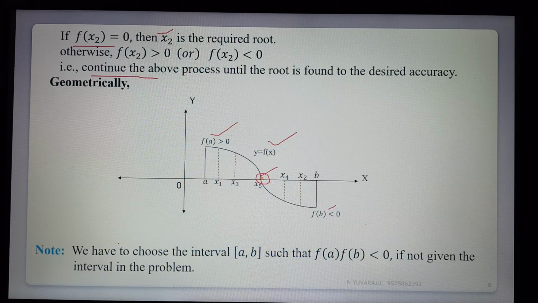So in case the interval is not given in the question, we choose the interval such that f of a into f of b is less than 0.